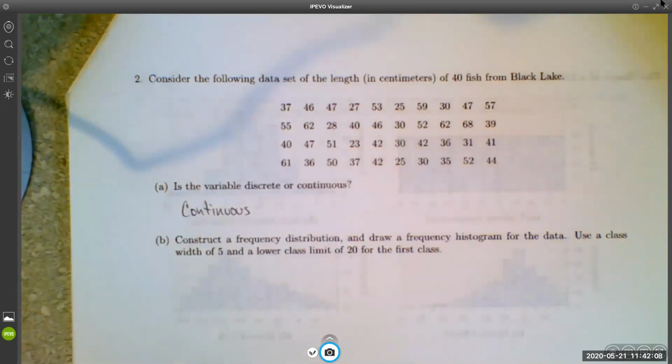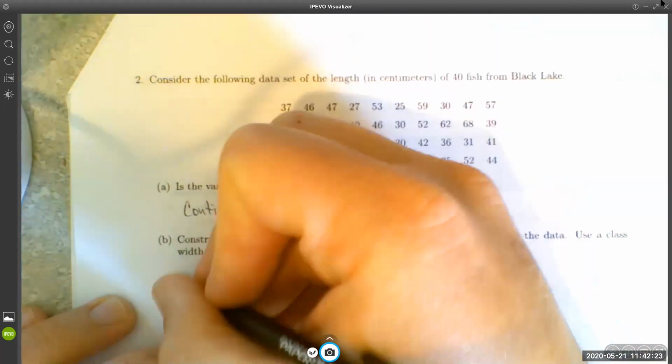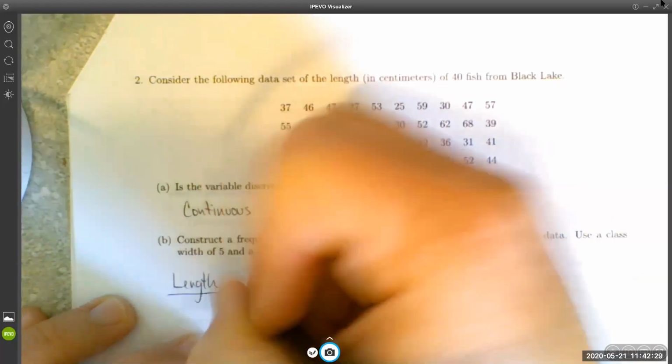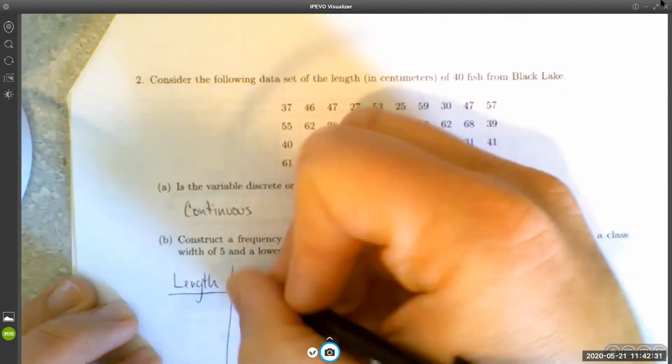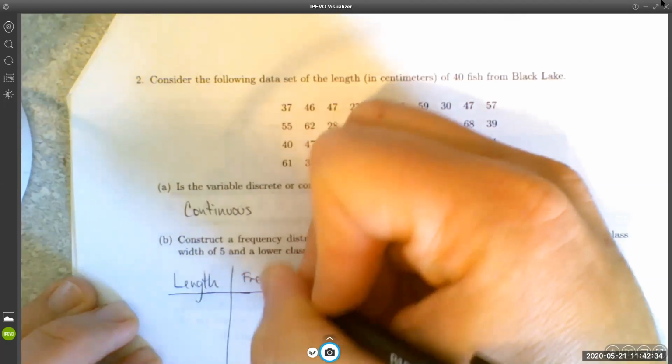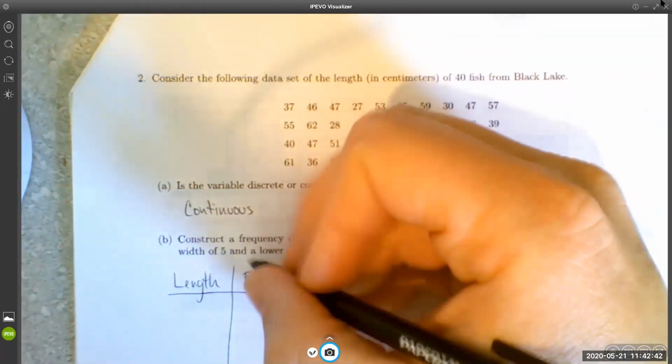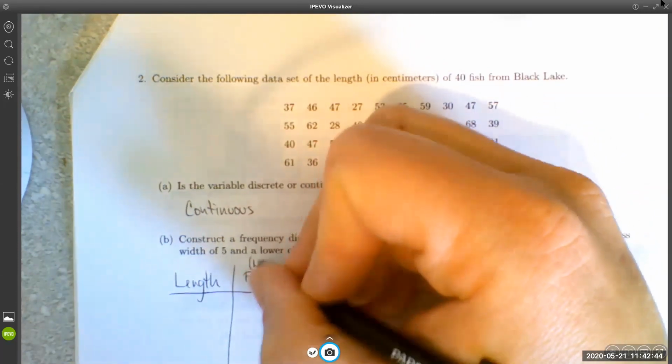Now, part B says, construct a frequency distribution and draw a frequency histogram for the data. Use a class width of 5 and a lower class limit of 20 for the first class. Okay, so frequency distribution. Okay, so we have the length of the fish and then the frequency with which that length was observed. So in other words, the number of fish.